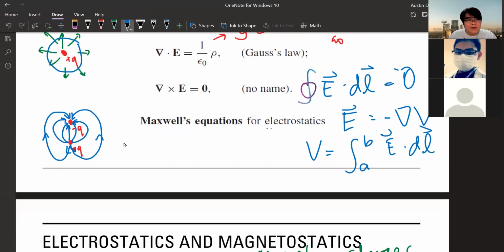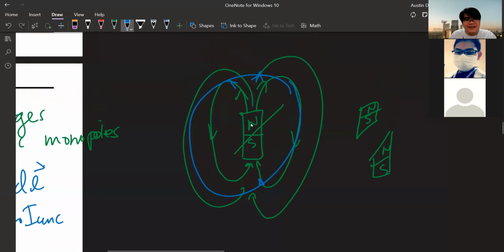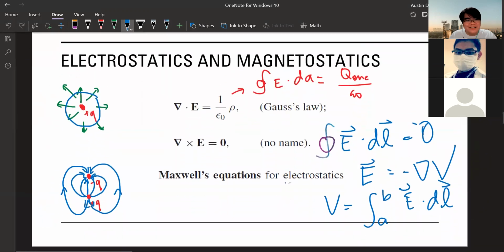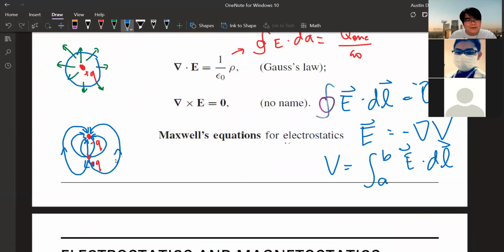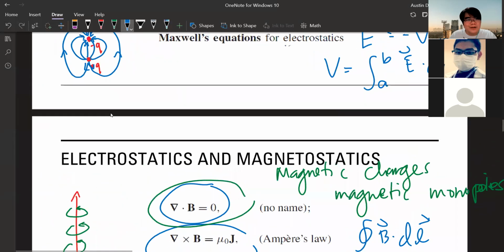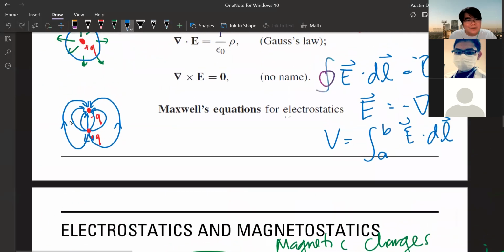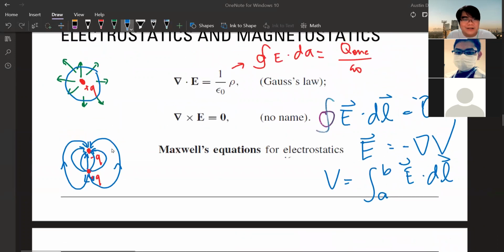Tingnan niyo to. Di ba kamukha niya yung field ng ano? Kamukha na yung field na to. Amazing, di ba? Kamukha sila ng field. May pinapasukan na point, tapos may nilalabasan na point. Okay? So ito, nabaliktad ko lang yung drawing. So in essence, pag kinuha mo yung Gauss's law nito, 0, di ba? Kasi Q enclosed mo would be plus Q and minus Q. So anong Q total mo? 0. So nawawala din yung Gauss's law dito pag ganyan yung field.